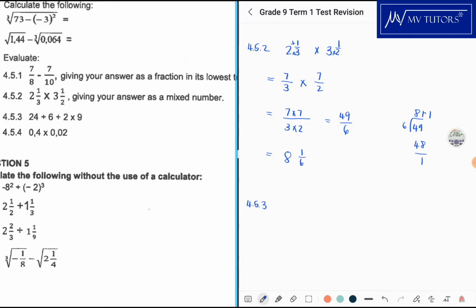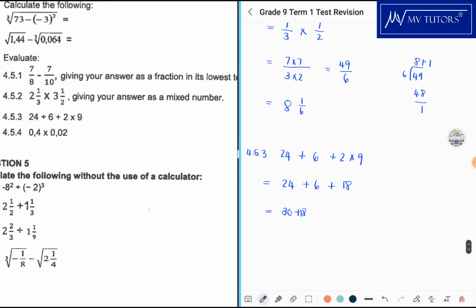It looks like a plus. So we have 24 plus 6 plus 2 times 9. Remember BODMAS? We first start with brackets, then we go to multiplication and division. So we're going to start with 2 times 9, which is 18. And then we can add all of them. So 24 plus 6 is 30, and then plus 18. That will just give us 48.